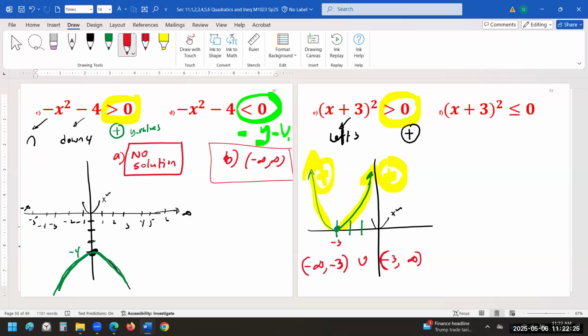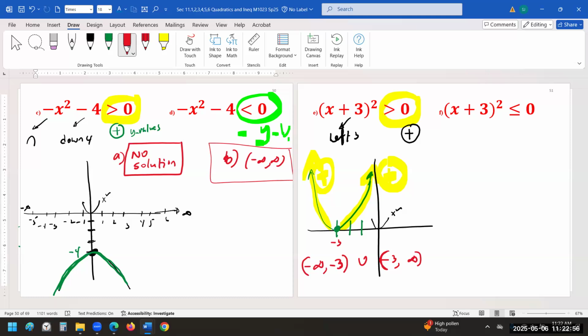So what this means is take any number from negative infinity to negative 3 for the x value, substitute, and you'll see your y is positive. Also take any number from negative 3 to positive infinity from the x values, substitute here, you'll see the y value is positive. But you cannot take negative 3 because negative 3 makes the y value 0. Okay?